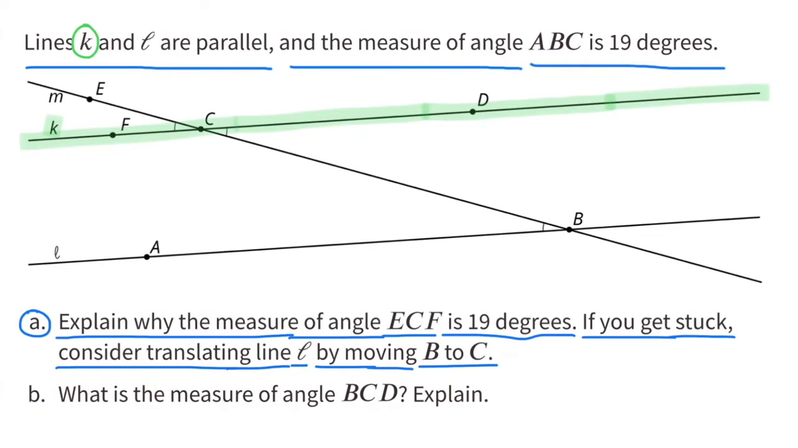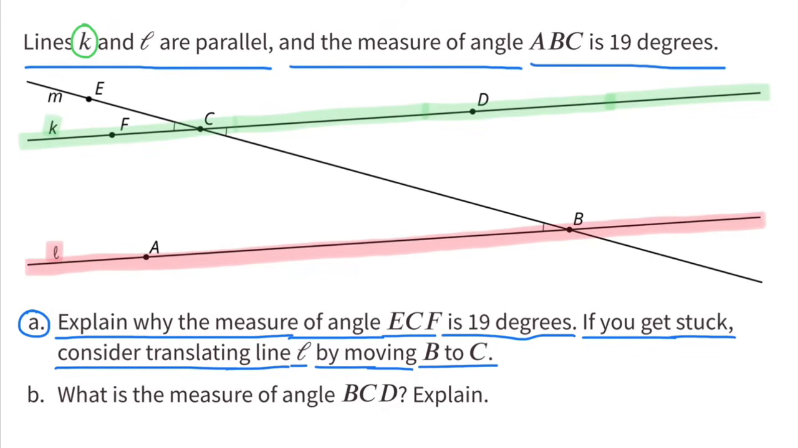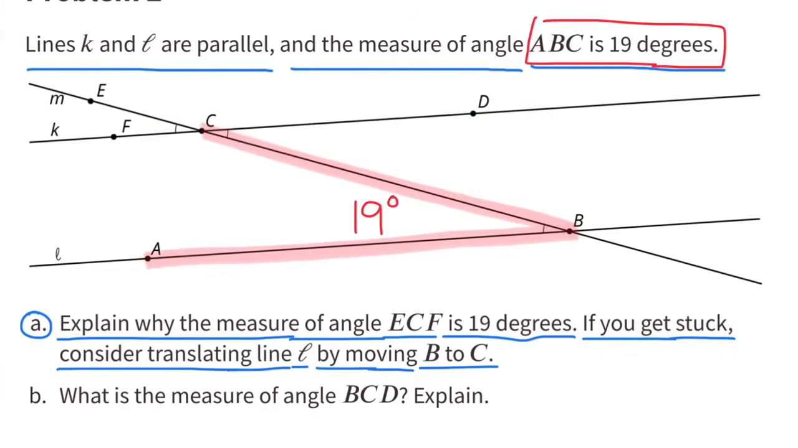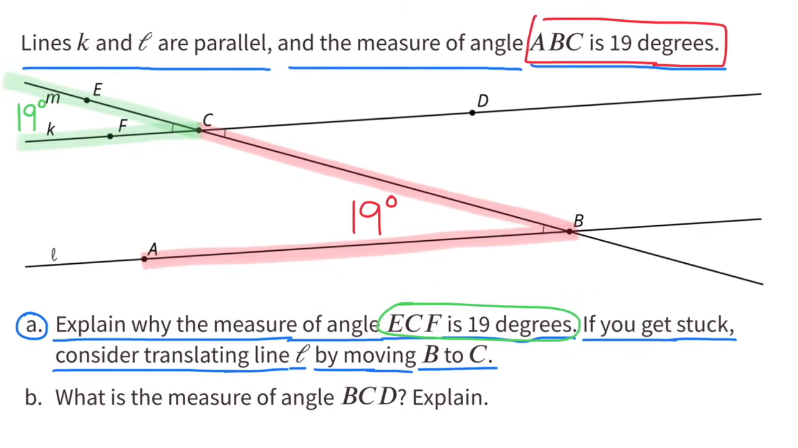I highlighted line K in green and line L in red, and you can see that they're parallel. Now I'm highlighting angle ABC in red. They told us that angle ABC is 19 degrees, so we know that this red angle, ABC, is 19 degrees. Angle ABC and angle ECF are the same measure. If you were to trace them and lay one on top of the other, you would see that they are the same measure. They're both 19 degrees.